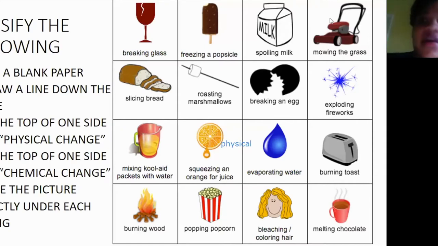The fourth one is cutting grass or mowing grass. Would that be a physical or chemical? Very good, Ms. Williams. Kamari, it is a physical change. Why? Because the grass eventually would grow back. Slicing bread, physical or chemical? Ms. McKenzie said it's chemical. Harrison said it's chemical. Mr. Merritt says it's physical. We are slicing bread. Would we be able to get the bread back to its original composition? Well, can we reverse the change?